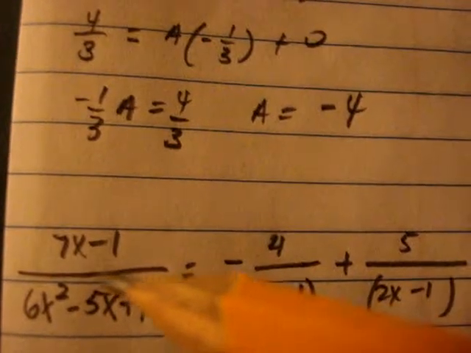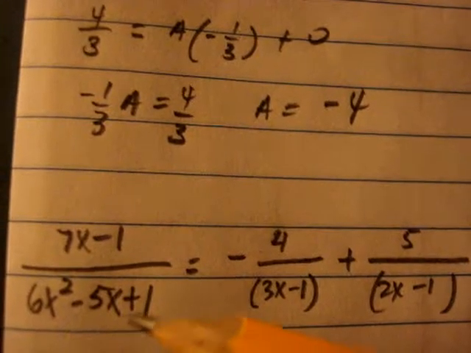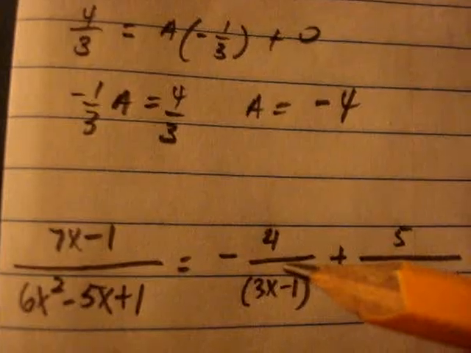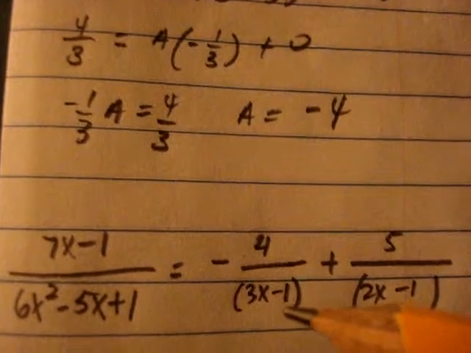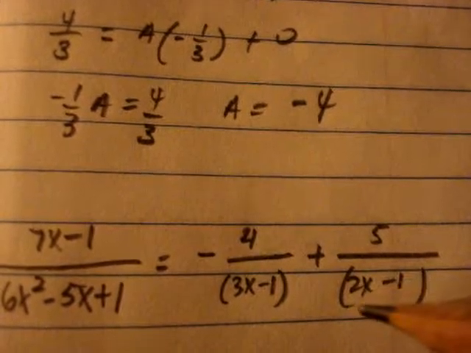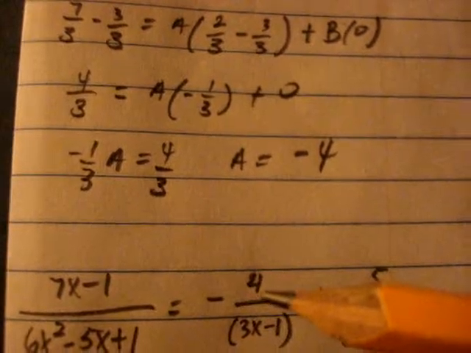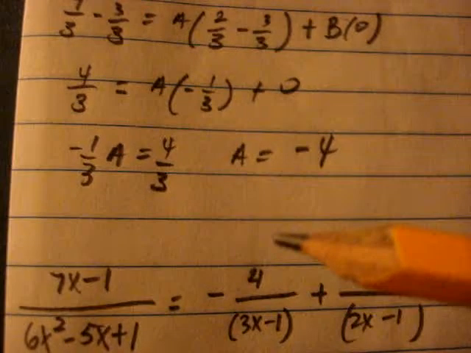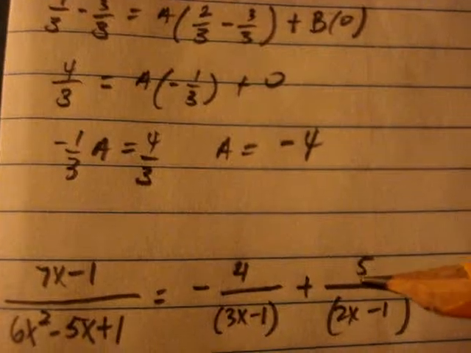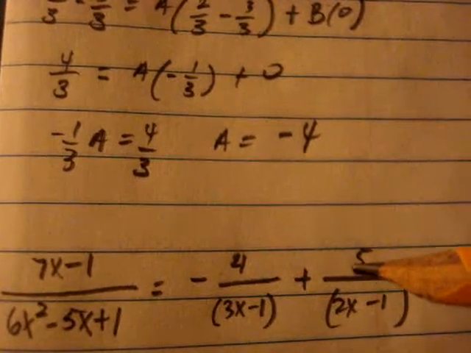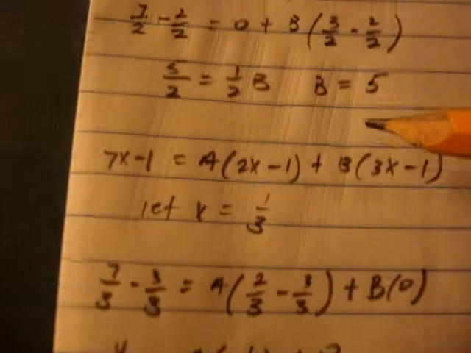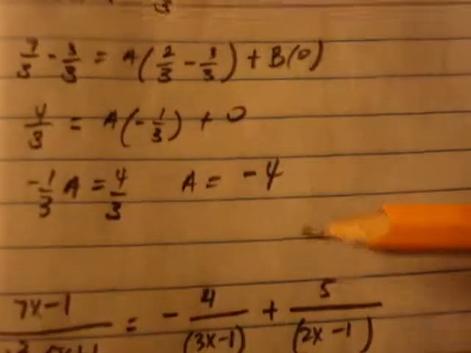So the answer will be: the original given expression equals -4 divided by 3x minus 1 plus 5 divided by 2x minus 1. Because for A, we solved it as -4, and for B, we solved it as 5 right here. So this is the answer.